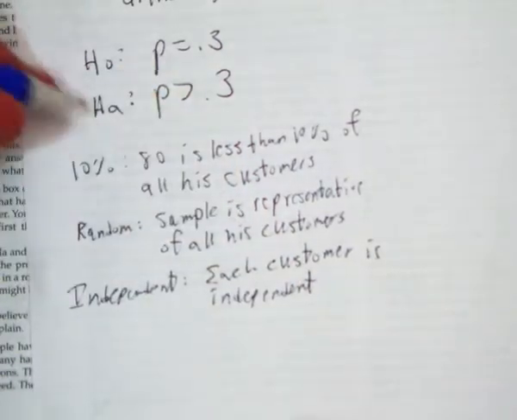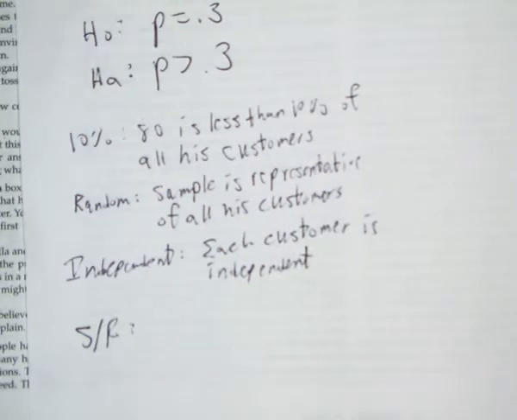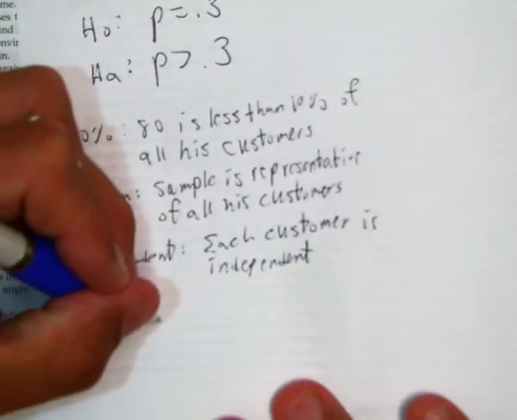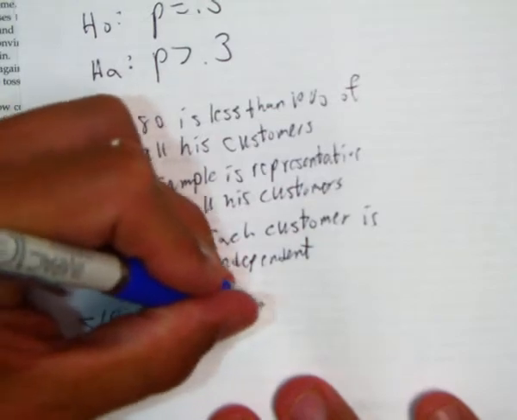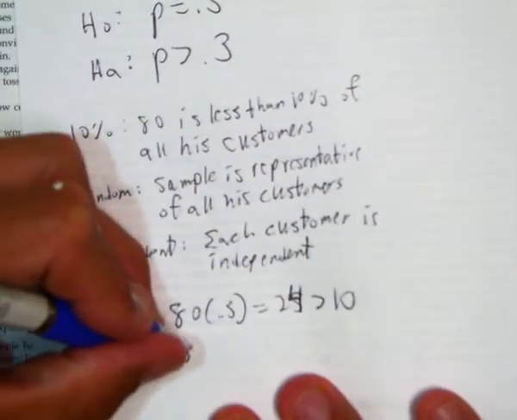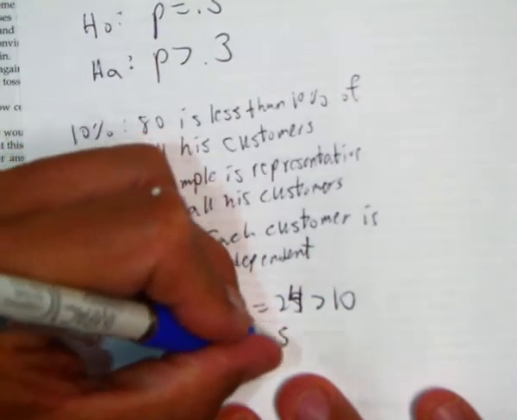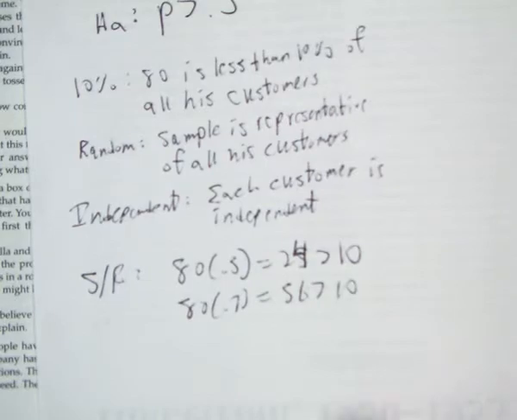And then the success/failure condition. So we checked 80 of them. So let's see, 80 times 0.3 is 24, and that's greater than 10. And 80 times 0.7 is 56, and that's greater than 10. So we did all 4 conditions. Okay.